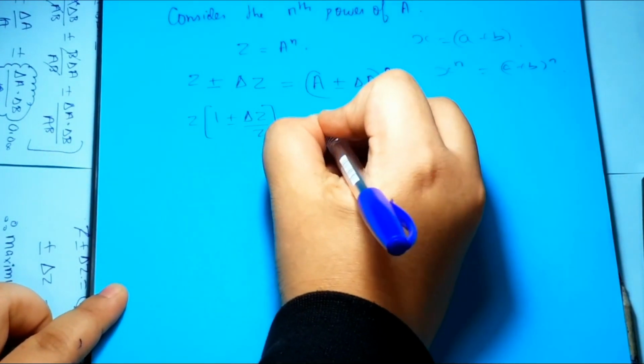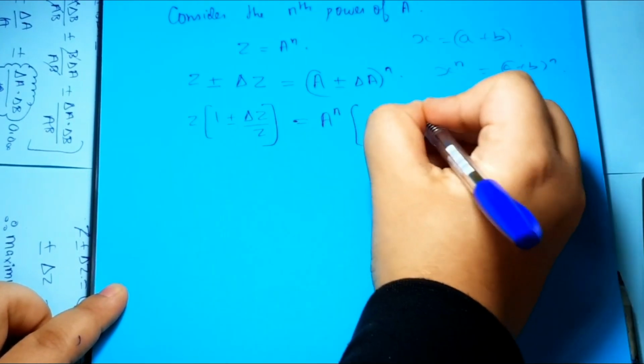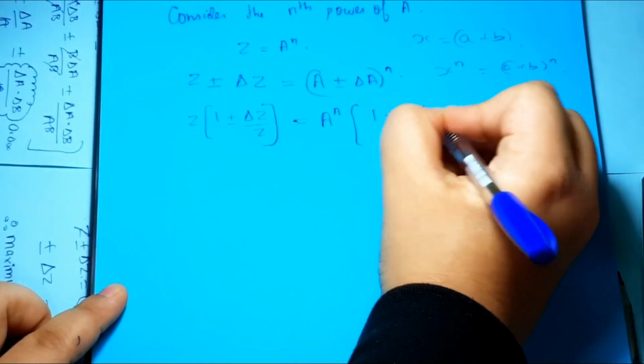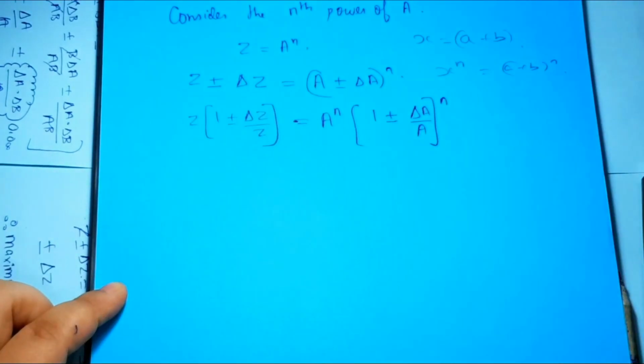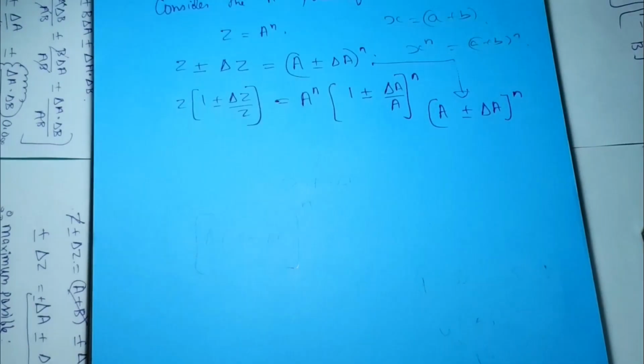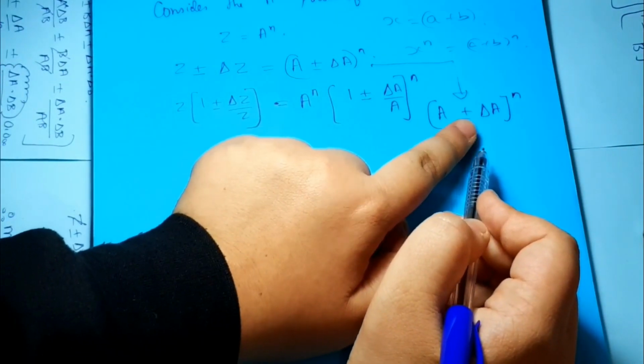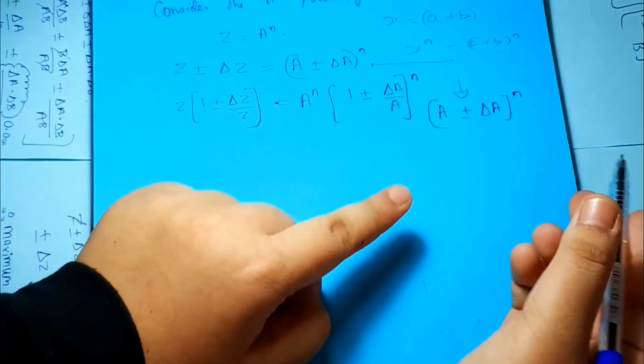This would be a raised to n, 1 plus or minus delta a by a, whole raised to n. Remember saying, how is that possible? Let me tell you how it is possible. Let's see how that is possible. You have a plus and minus delta a, whole raised to n, isn't it?